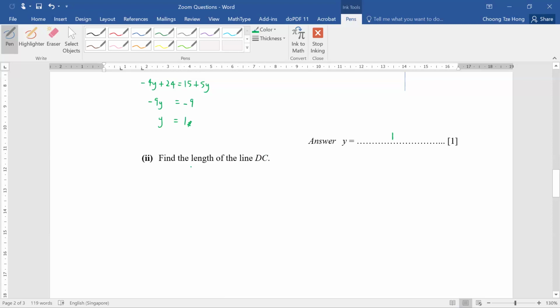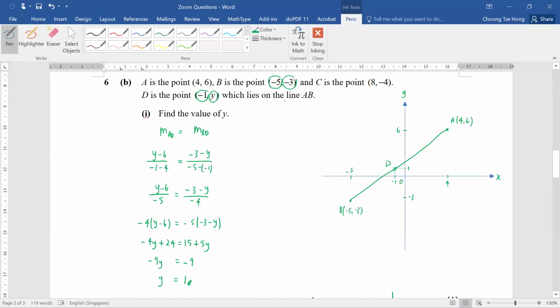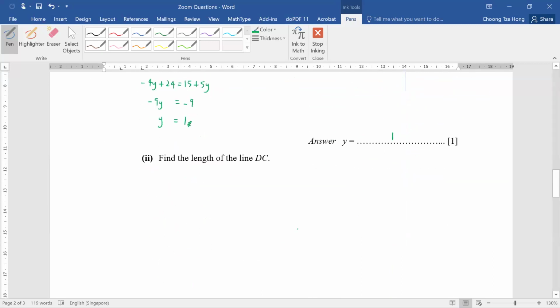Okay, so the next part, find the length of the line DC. So now we need to involve C. The coordinate of C is (8, -4), right? So let's write down. The coordinates of D we found to be (-1, 1), and C is (8, -4). So they want us to find the length of the line DC.